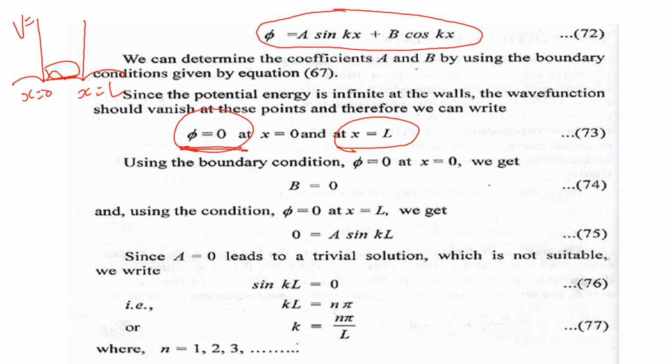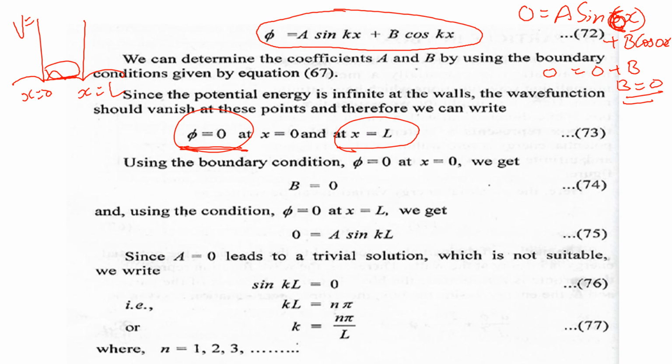Now apply the first boundary condition to the equation phi equal to a sin kx plus b cos kx. What is the first boundary condition? 0 equal to a sin 0x plus b cos 0x. Sin 0 is already 0, so that is gone. Then b cos 0, that is 0 equal to 0 plus b. Cos 0 is 1, so b into 1. So this gives the answer for b as 0.